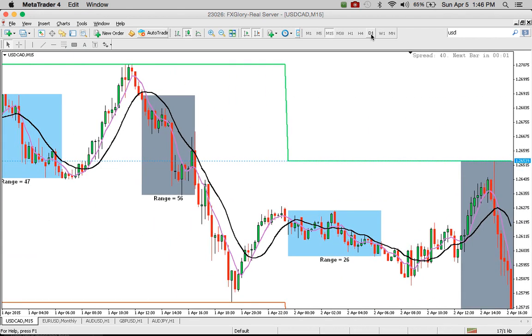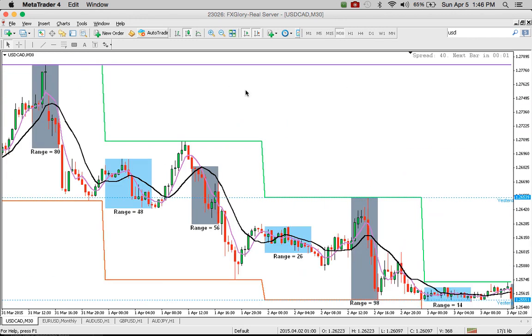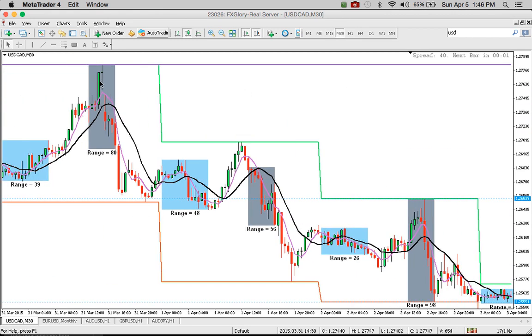The M15 is one of those trap charts. You want to stay away. You're going to get a better entry on the M30 because you're going to have a better reversal pattern. M15 is just basically 2 candles on the M30.